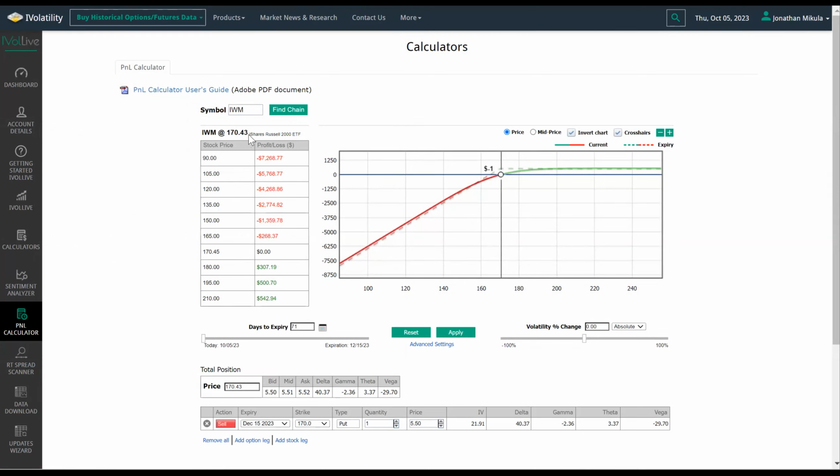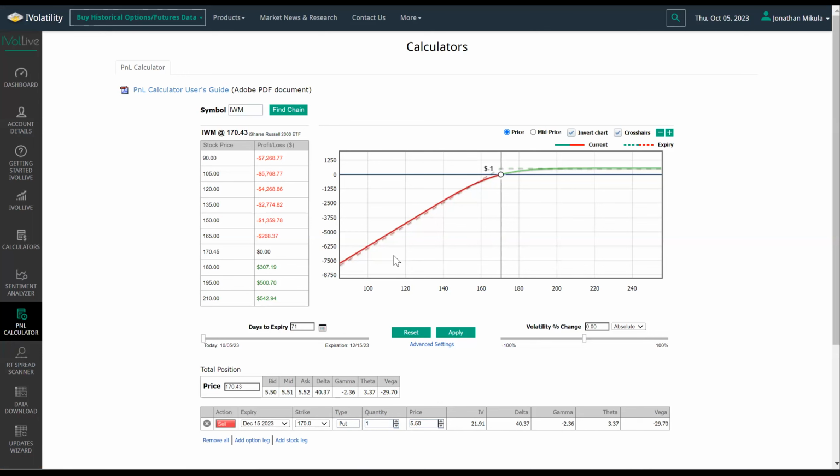So here we have the fundamental information on IWM that we were just looking at, $170 a share. And then we have this action to take. So in this case, we're selling to open that December 15th 170 put. We're going to earn $5.50 a share. Every option contract, here's one, trades in increments of 100 shares. So that'd be $550 in income. Here's the implied volatility, the delta, the gamma, the theta, and the vega for this specific option, right?